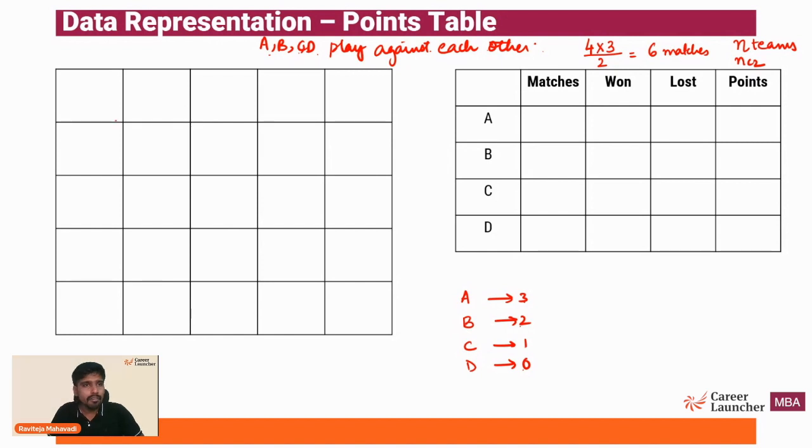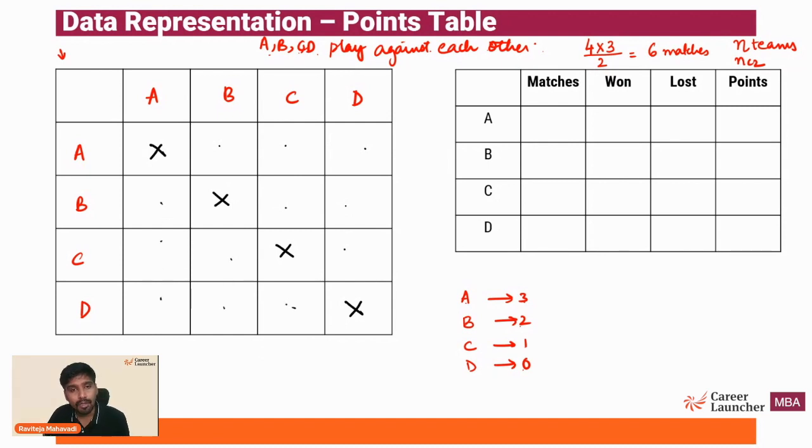Now let us first understand why I made this matrix and what I am going to do with it. If A won all the 3 matches, let us try to put these things into this table. A, B, C and D are going to play against A, B, C and D, out of which we know for sure that A is not going to play against A, B won't play against B, C won't play against C and D won't play against D. Now, if you look at the number of empty grids in this table, you can find 1, 2, 3, 4, 5, 6 in the upper triangle and 1, 2, 3, 4, 5, 6 in the lower triangle.